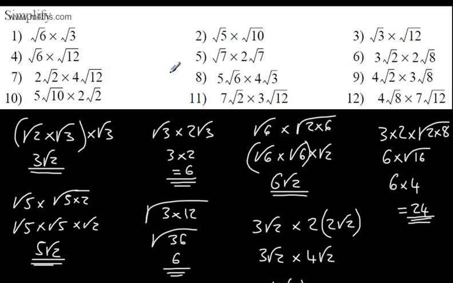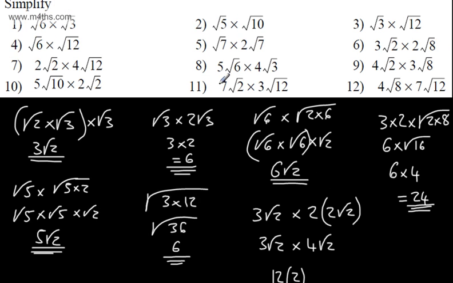Okay, if we look at this one right here, what have we got? We've got 5 root 6 multiplied by 4 root 3. So with this one, what I'm going to do is write this as 5 multiplied by the root of 2 multiplied by the root of 3 multiplied by 4, and then we're going to multiply that by the root of 3. 5 times 4 is 20. Root 3 times root 3 is going to be 3, and then we've got times the root 2. So we can say that this is going to be equal to 60 root 2.